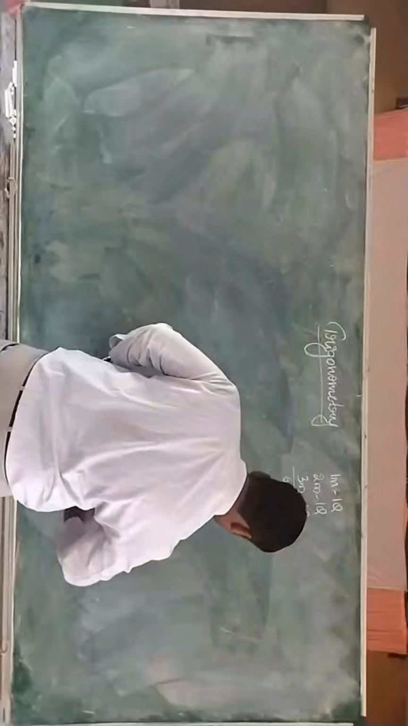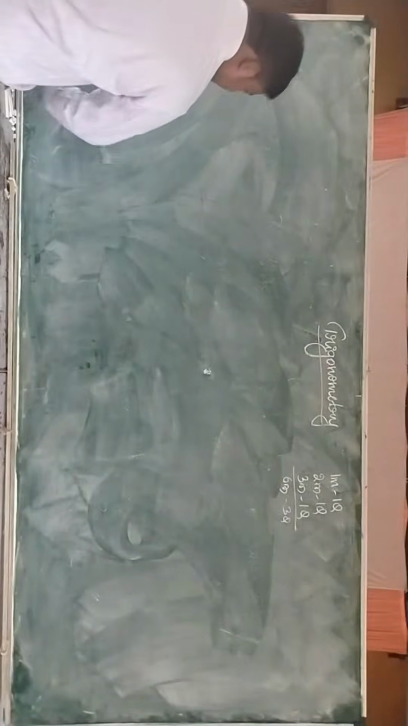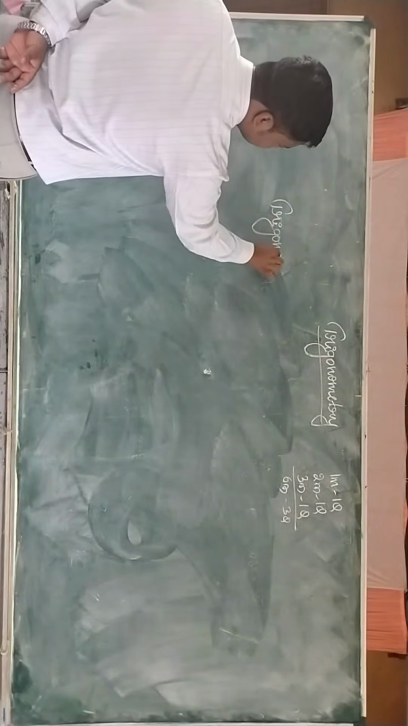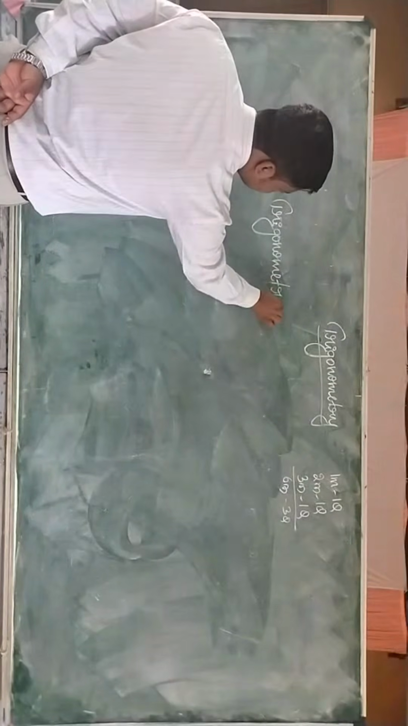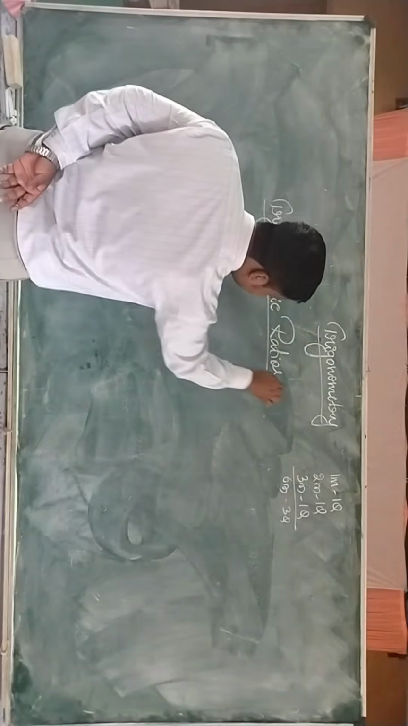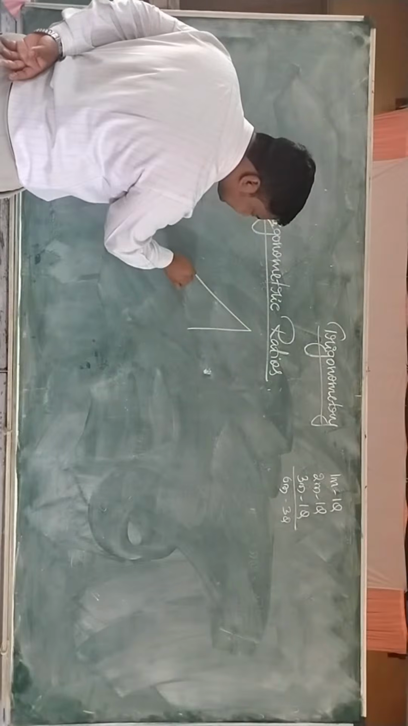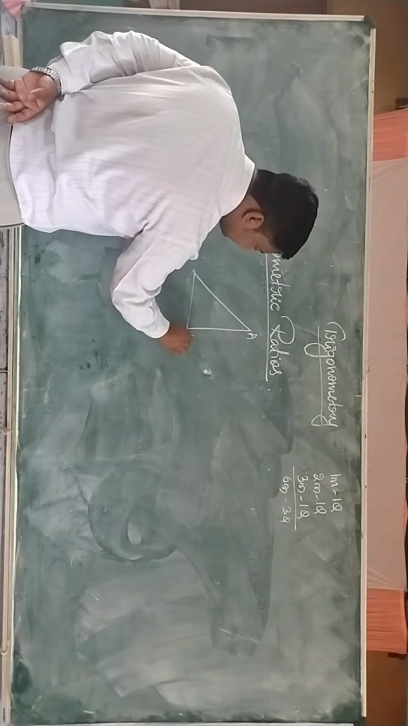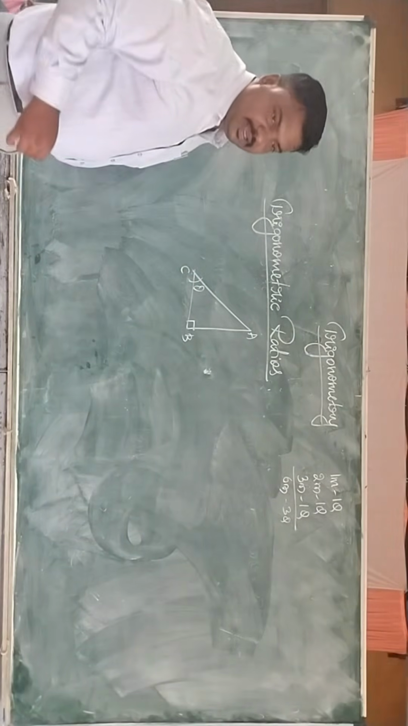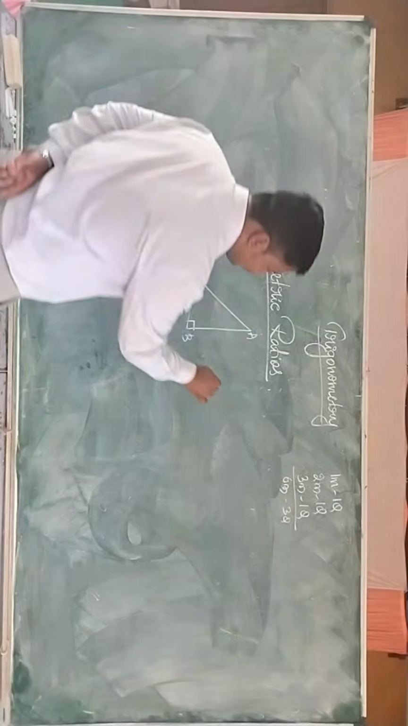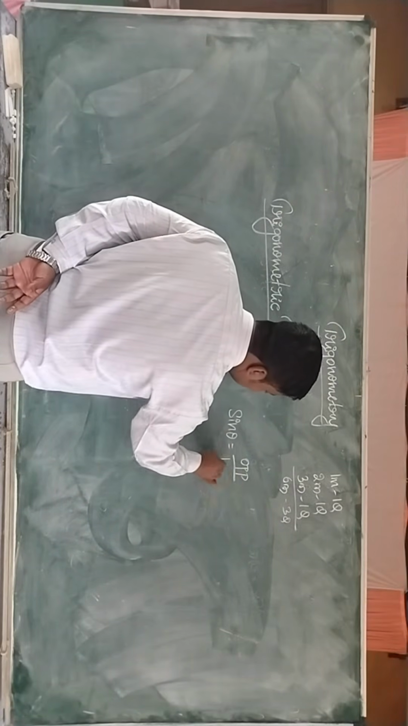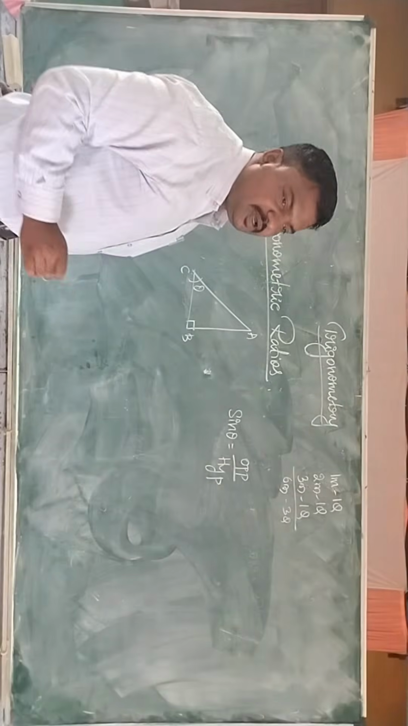Trigonometric ratios. Imagine there is one right angle triangle ABC, with angle forming at C, that is theta, and right angle at B. Okay. So now, how can we express sine? Sine theta is equal to opposite upon hypotenuse.